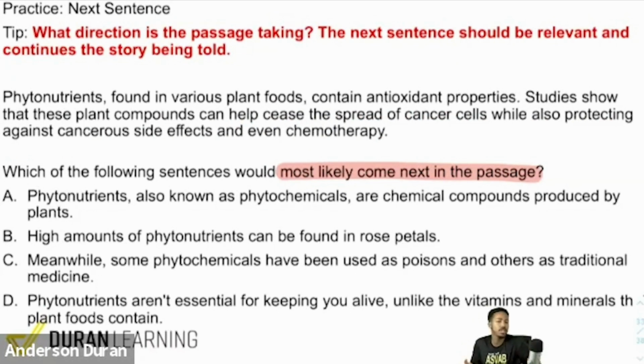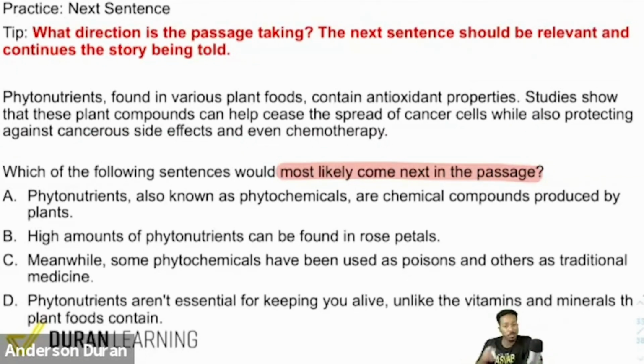It's not. You're good. You don't have to read every word, but you have to identify them for sure. So when we think about this, we need to ask ourselves, what's the main idea here? What are we talking about? We're talking about phytonutrients, because if you look at the first sentence, phytonutrients, where they're found, what they contain. Then we go on to say the studies show that these properties that phytonutrients have help with things like ceasing the spread of cancer, protecting against cancerous side effects, even chemotherapy.